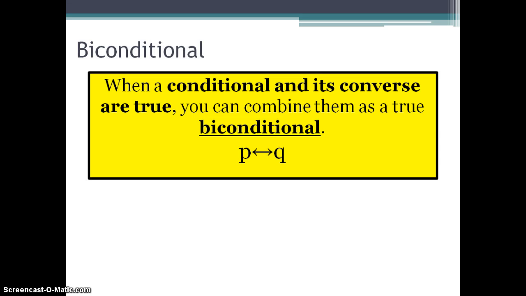The last type of statement we're going to talk about is a biconditional. When a conditional and its converse are true, you can combine them as a true biconditional. So this says P if and only if Q. I'll explain what that means in just a second, but this is the symbolic form.